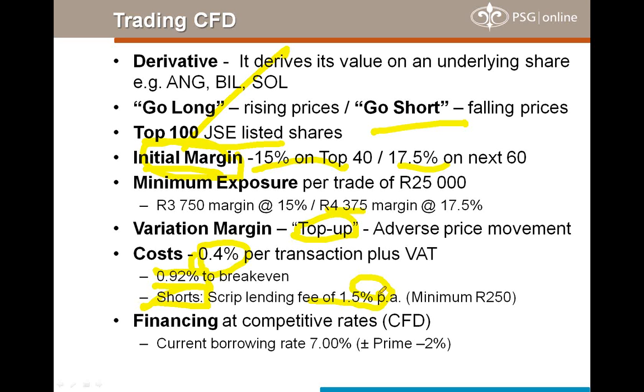So you put down 15% to have exposure of 100%, but you're borrowing the other 85%, and that's where the financing comes in. It's also very, very cheap and very competitive, roughly about 7% per annum to have exposure. We give up to R1 million exposure to the market without asking for a balance sheet. So can you see the popularity of these products?